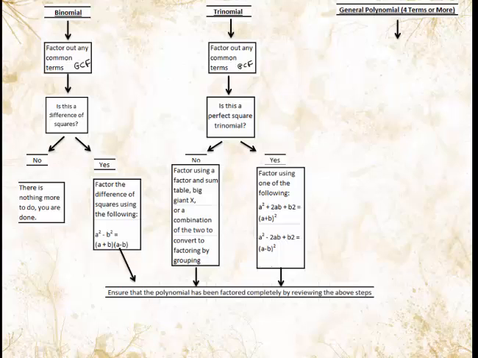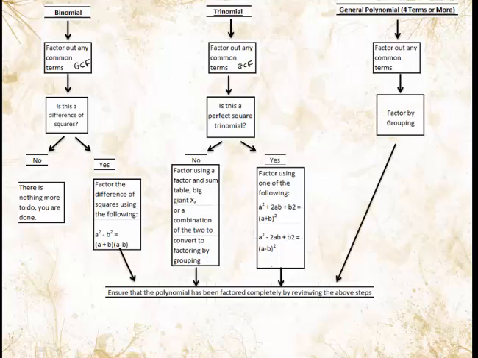Finally, if we have a general polynomial, 4 terms or more, we factor out any common terms. Then we factor by grouping if possible, and then we check to make sure it's been factored completely by reviewing the above steps.